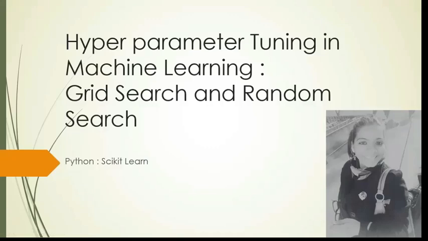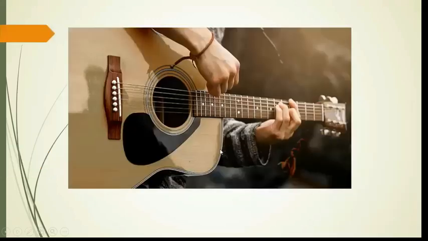Today we'll be discussing hyperparameter tuning in machine learning, and we'll discuss these two methods, grid search and random search. So this is me. Okay, let's start.